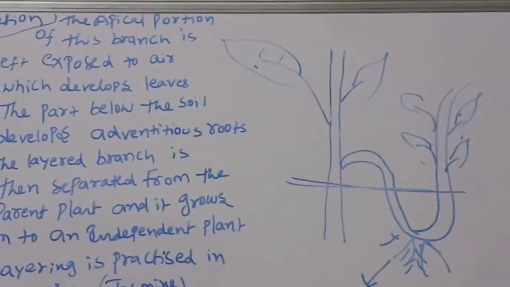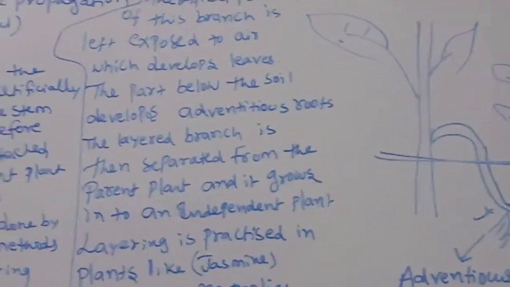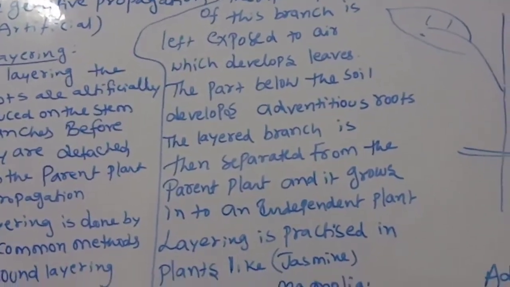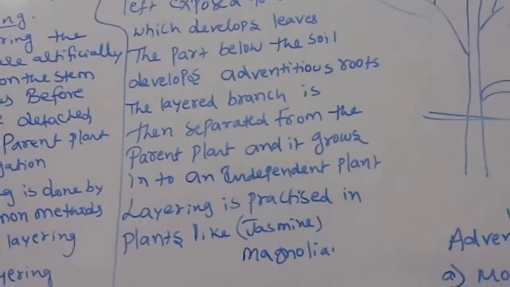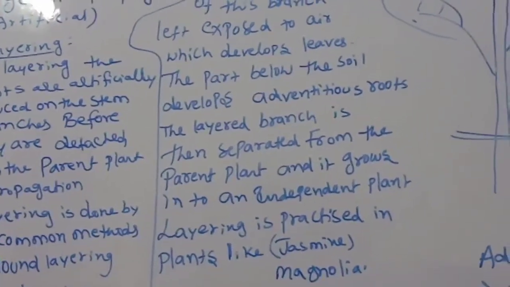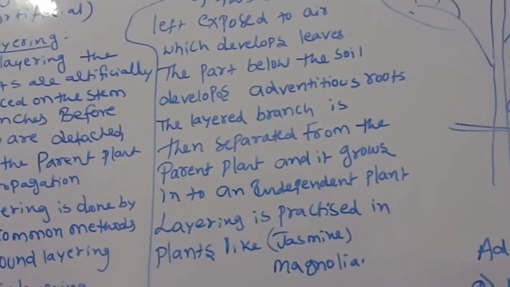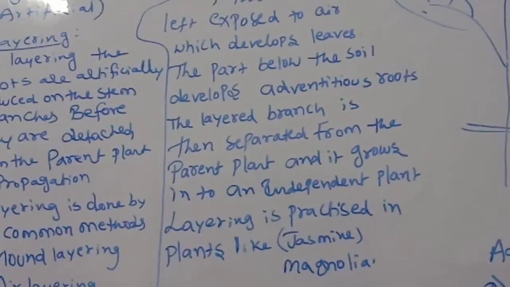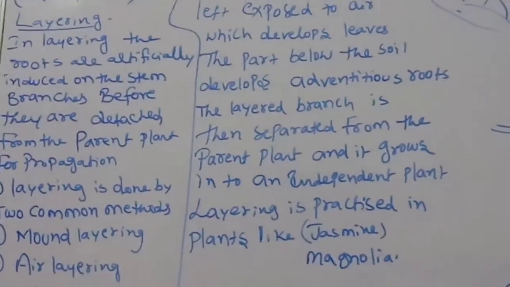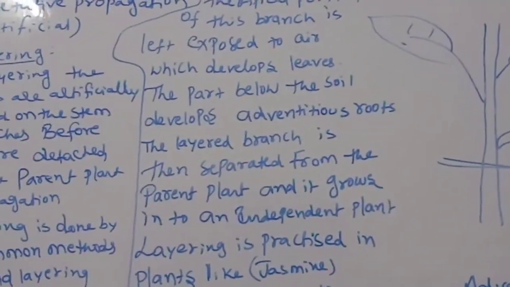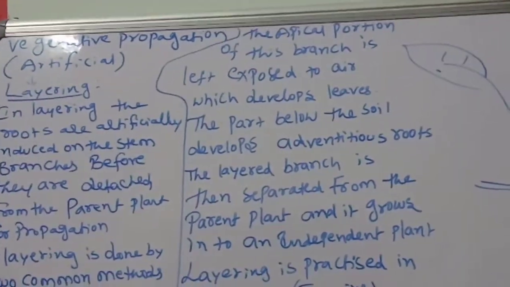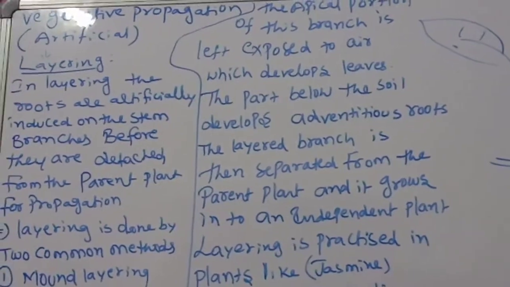So observe very carefully, children. We are discussing artificial vegetative propagation. Yesterday we discussed natural. What are the natural? You know very well: rhizomes in ginger, corms in banana, bulbs in onion, tuber in potato, sucker in mint, stolon in strawberry, like that. Yesterday we discussed cutting. Today we are going to discuss layering.